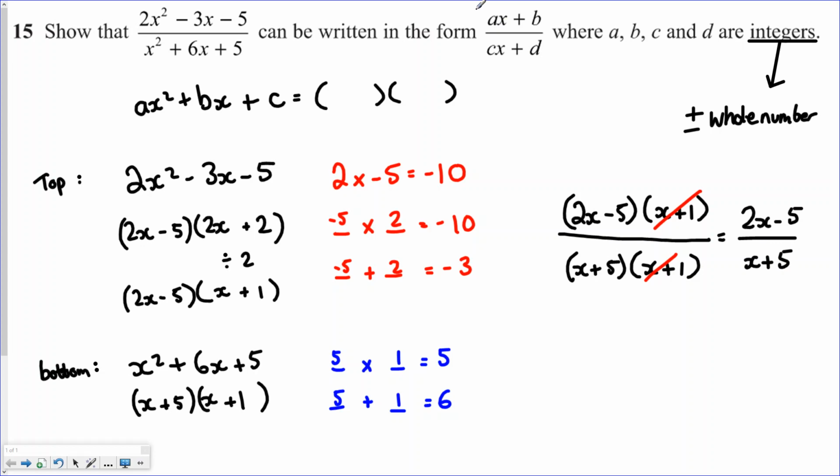Now let's have a look. They wanted our answer to be written in this form here, ax plus b over cx plus d, where a, b, c and d are integers. So a is going to be 2, b is going to be minus 5, c is going to be 1, there's an invisible 1 here, and d is going to be 5. Are they positive or negative whole numbers? Yes, they are. Therefore, we have answered the question. Now this method never changes. In order to simplify this fraction, they haven't said the word simplify in the question, but that's what they mean. You factorize the numerator, factorize the denominator, and cancel out the common factors.